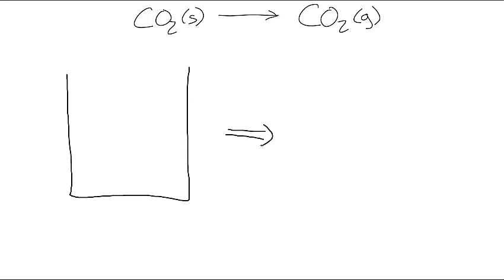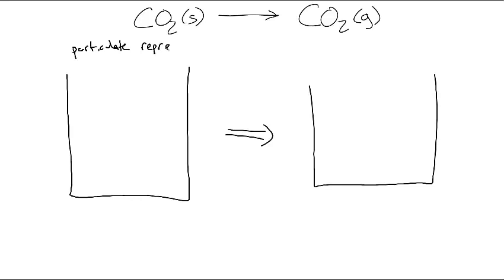So in this case, we think to ourselves, were any bonds made or broken? Well, we start with CO2 solid, we end with CO2 gas. The way the atoms are bonded to each other stays the same. The only difference is we're going from a solid. So what this is called is a particulate representation. And I really love these. They're kind of annoying for you guys, I understand, but they really help you understand what's going on at the atomic and molecular level. We have CO2.